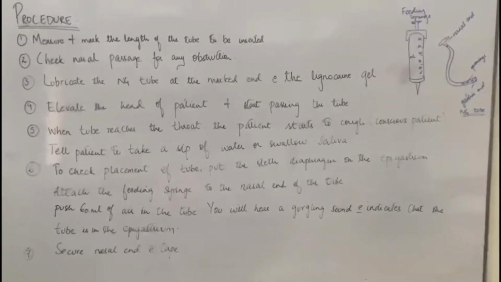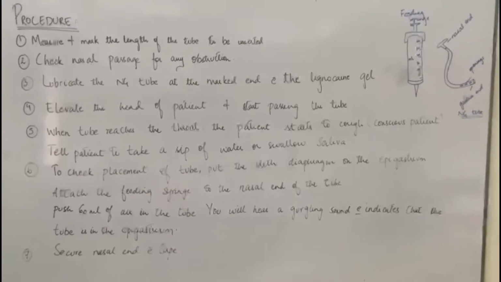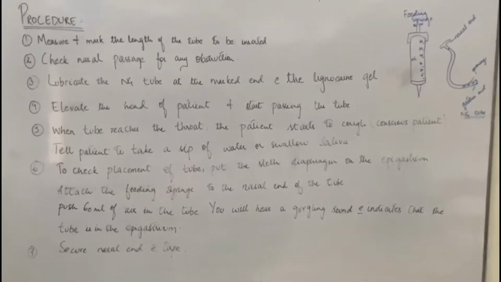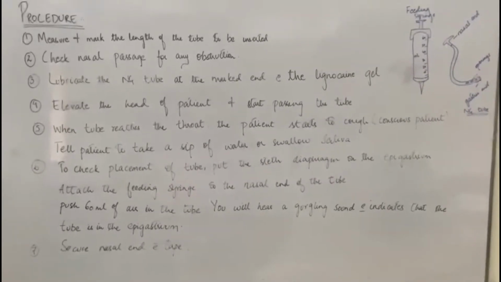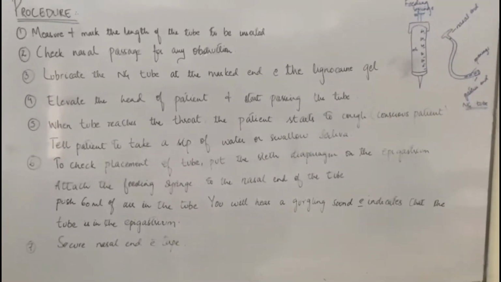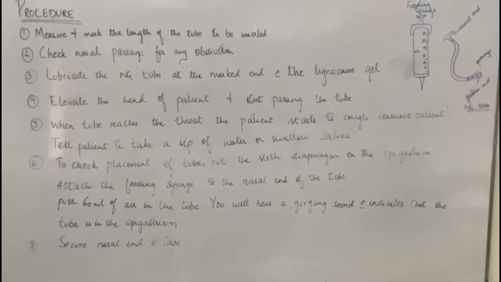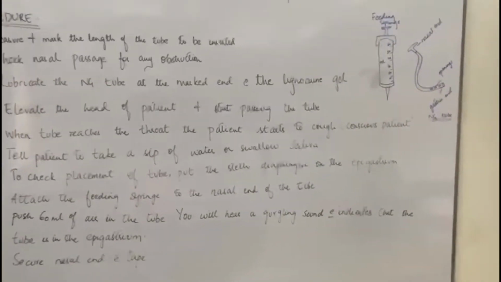To check placement of the tube, put the diaphragm of the stethoscope on the epigastrium. Attach the feeding syringe to the nasal end of the tube. Push 60 ml of air in the tube. You will hear a gurgling sound which indicates that the tube is in the epigastrium. Now secure the nasal end with the tape.